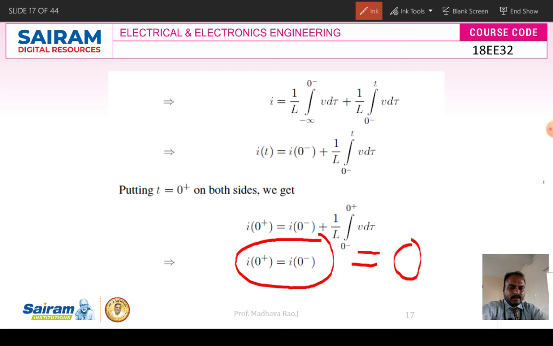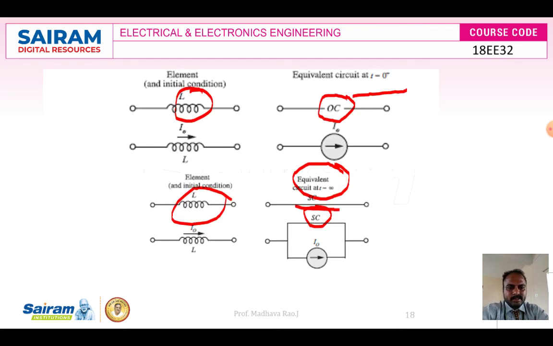When an inductor is there in a series circuit, initially the current is equal to 0. Finally the current will flow. So the final current is different and the initial current is different. The initial current is 0 because initially the inductor acts as an open circuit, and finally the inductor acts as a short circuit. These conditions we have to remember. They are very important for problem solving.